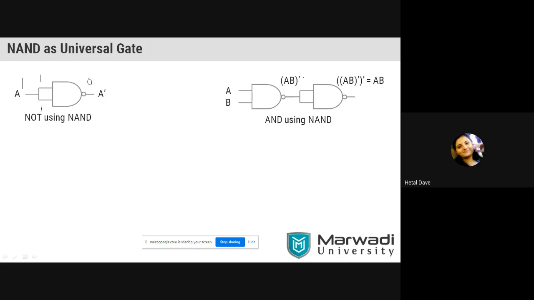We have proved that whenever both inputs of a NAND gate are connected, it works as a NOT gate. Okay. Now here, if I give 0, 0, whatever output I get here will be inverted.